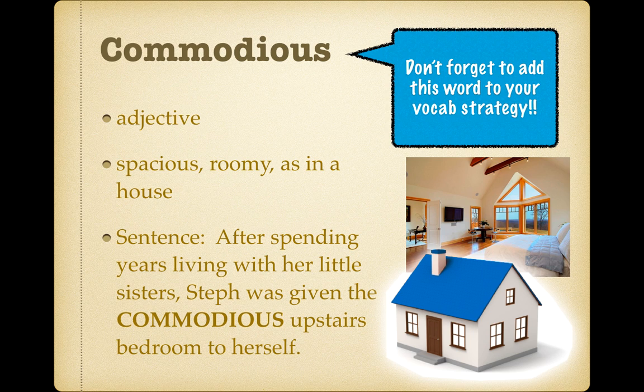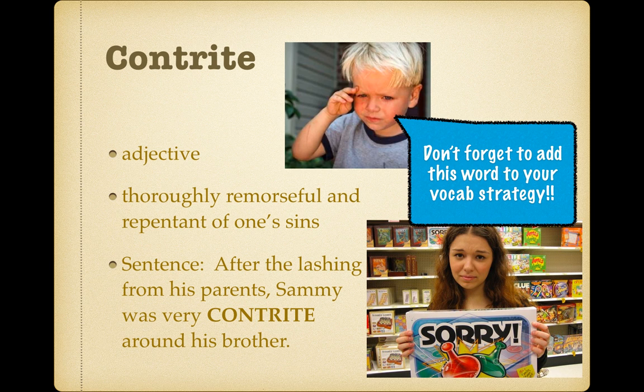The sixth and final word that uses this root is contrite. Contrite is an adjective, and it means thoroughly remorseful and repentant of one's sins. So it basically means to be sorry, which is shown in the picture on the screen here. Used in a sentence, after the lashing from his parents, Sammy was very contrite around his brother.